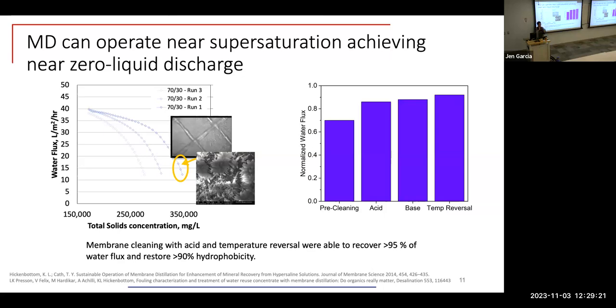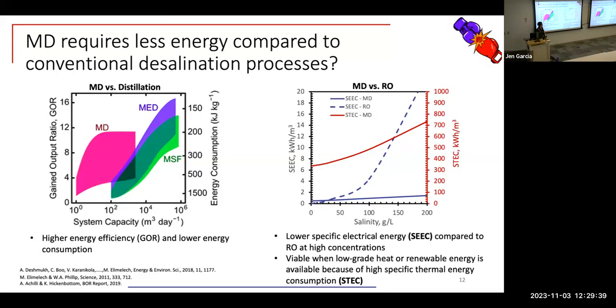So this process is really good at rejecting contaminants. It's very good at concentrating solutions up to near saturation, and we can overcome some of these limitations with membrane scaling and even fouling through cleaning and pretreatment. Okay, so you may be wondering, well, why would you use this process over other conventional processes, right?